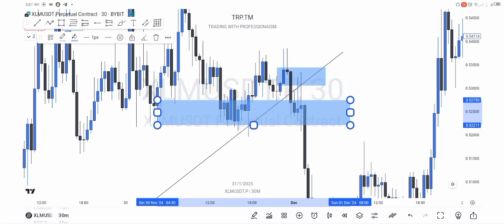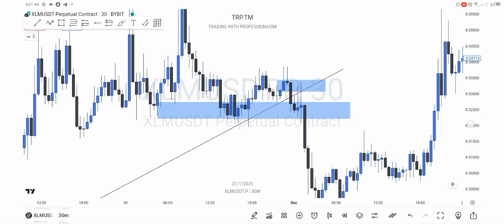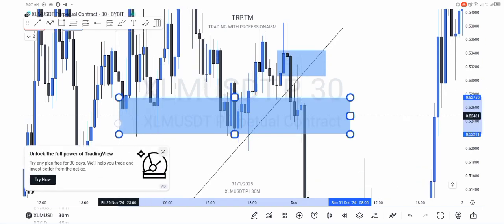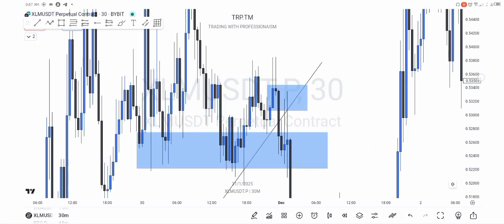Well, see that area of demand. If you don't know how to mark out areas of demand, just stay with me. I might teach you that later. And if you want me to teach that, I would like you to write it in the comments. So yeah, this is an area of demand.